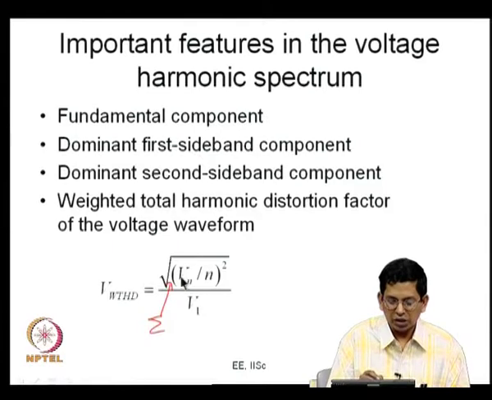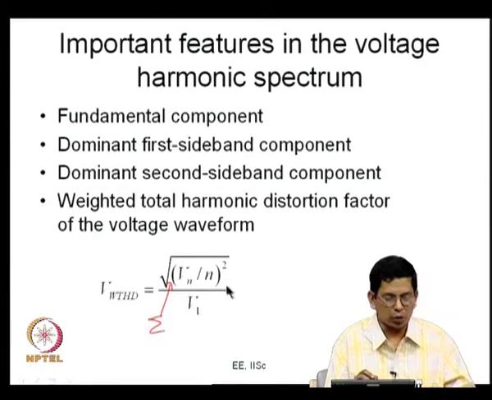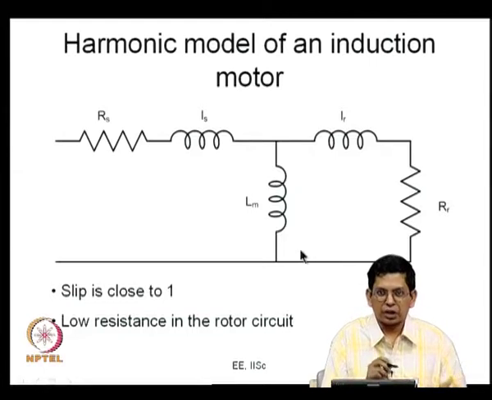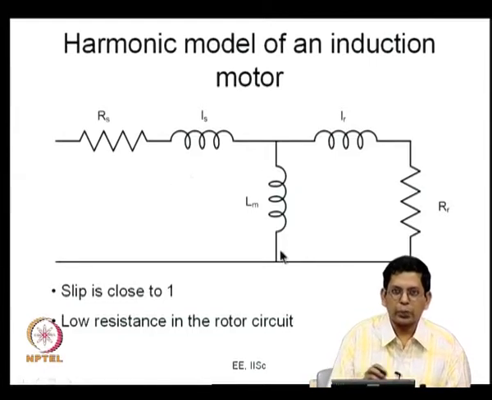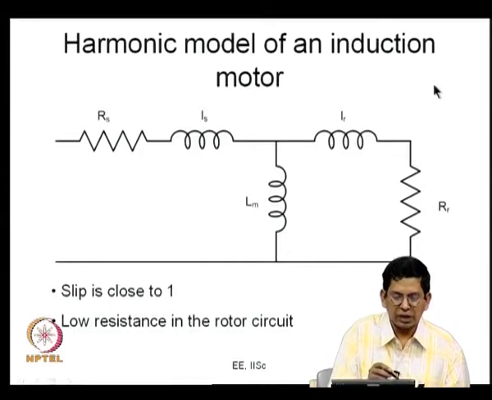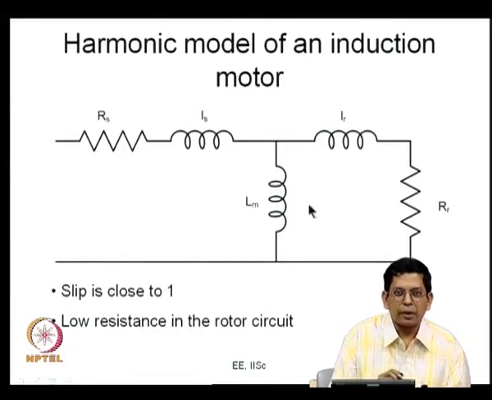Vn is the nth harmonic, and Vn is being divided by n. Why is it so? That is because of the motor model, which is what we are going to look at now. This is something we looked at in one of the previous lectures also, but I am just doing a quick recap. So, you want a harmonic model of an induction motor. Let us say the fundamental voltage is applied and different harmonic voltages are also being applied. Let us consider a particular harmonic voltage being applied.